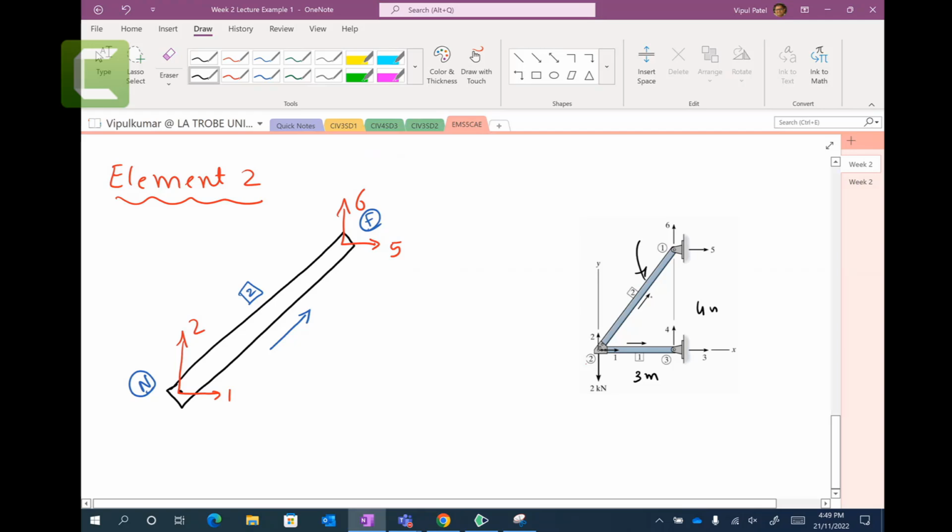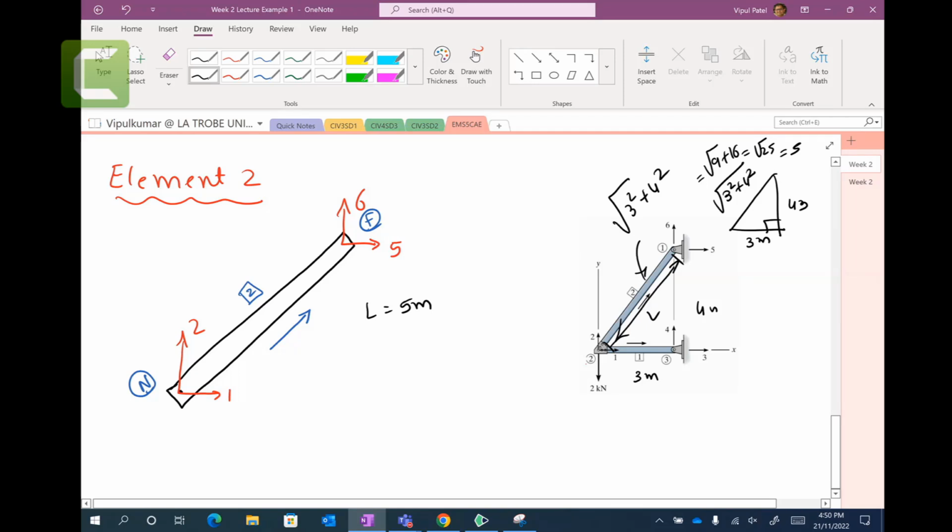So the length of these ones, if I want to calculate this length, 3 square plus 4 square. I think you know the Pythagoras theorem, right? If someone says that this is a right angle, this is 3 meters, this is 4 meters, if I want to calculate this one, 3 square plus 4 square, which is 9 plus 16, which is square root 25, which is 5. So the length is 5 meters. Coordinate 0, 0.